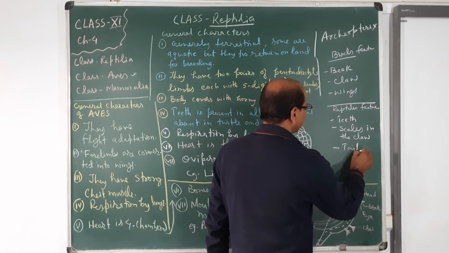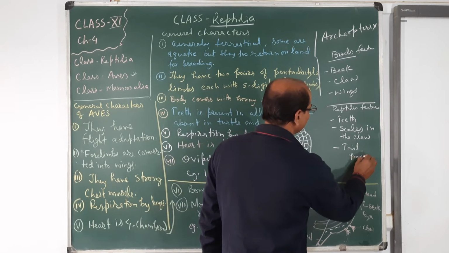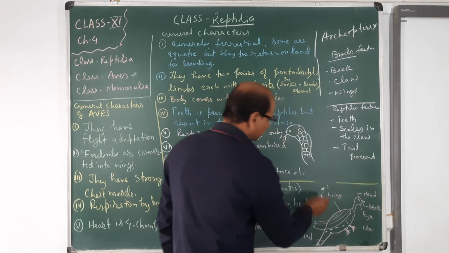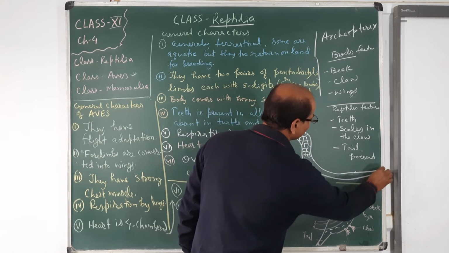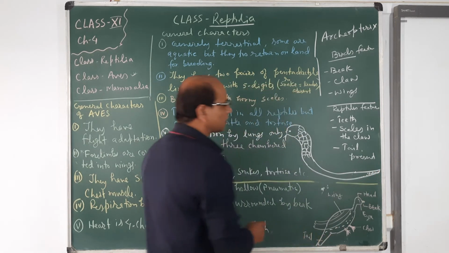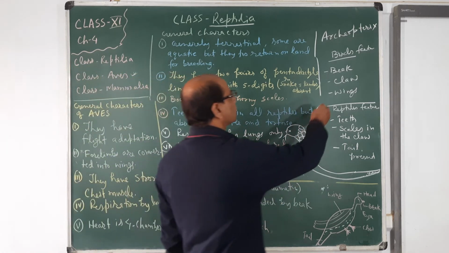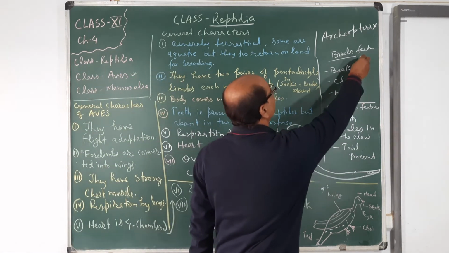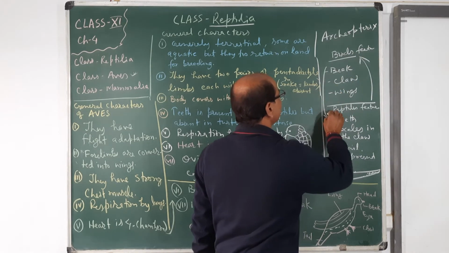Birds also have a tail, but their tail is of different types. Means it is sharp. This type of sharp, scaly tail is present. So Archaeopteryx has this tail. So this is the similarity which shows that either birds come from the reptiles or reptiles come from the birds.